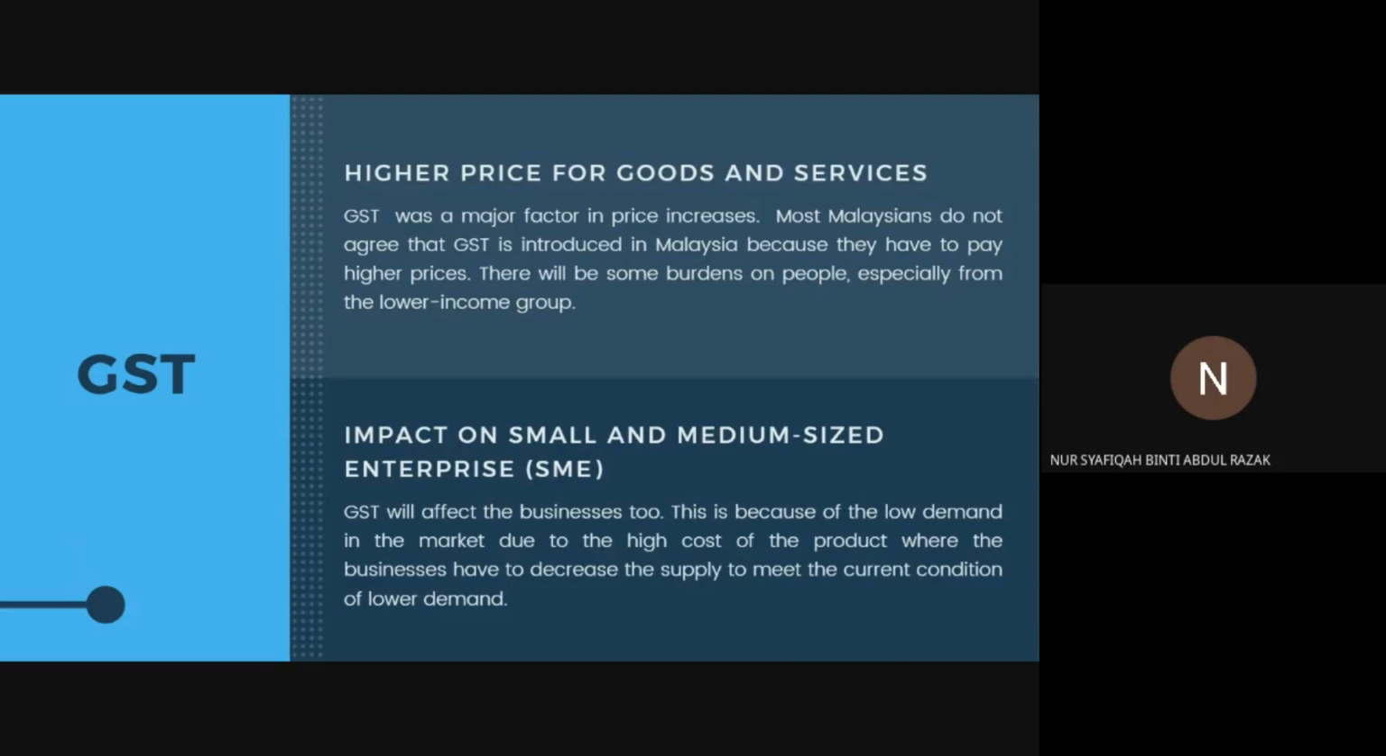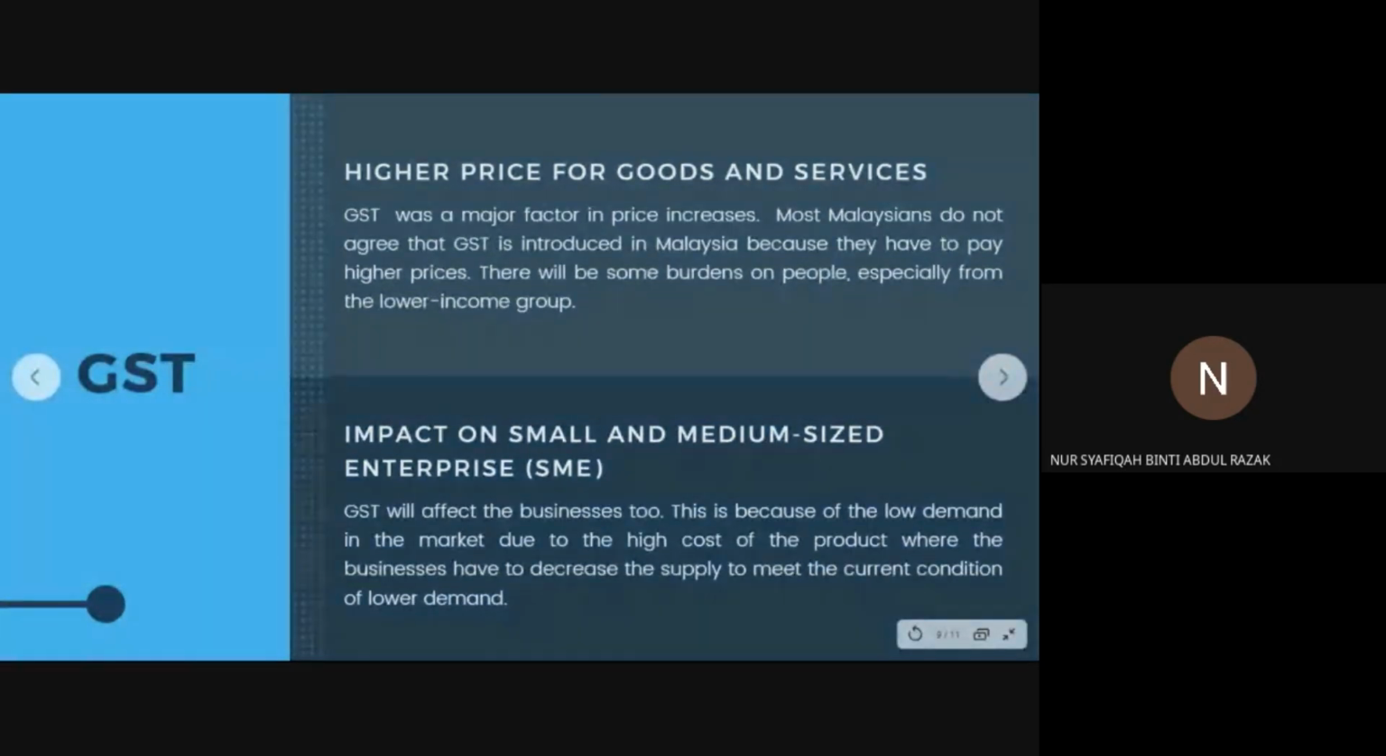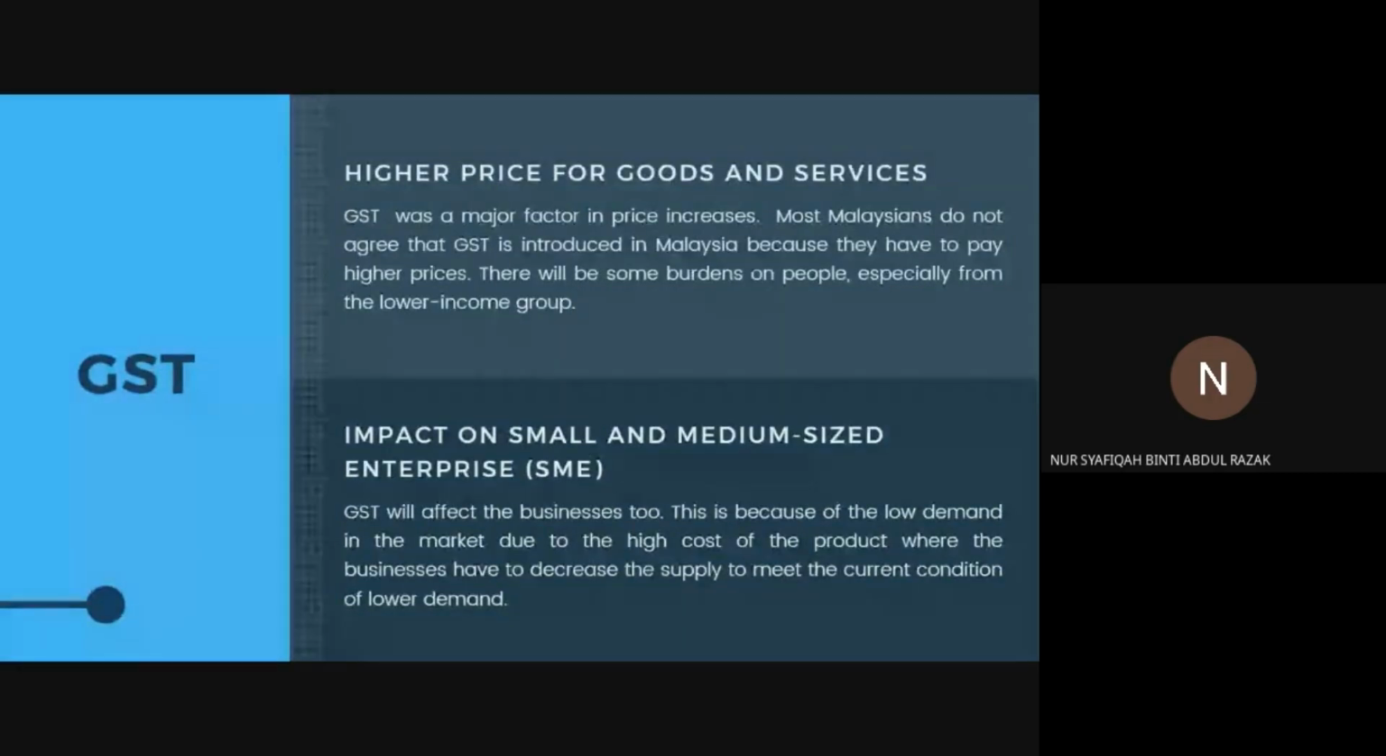The first issue is higher prices for goods and services. GST was a major factor in price increases which gained the attention of Malaysians. Everyone is forced to pay GST for goods and services. Most Malaysians do not agree that GST was introduced in Malaysia because they have to pay higher prices for goods and services. There will be some burden on people, especially for the lower income group. How can they survive if the cost of goods increases without an increase in their salary?